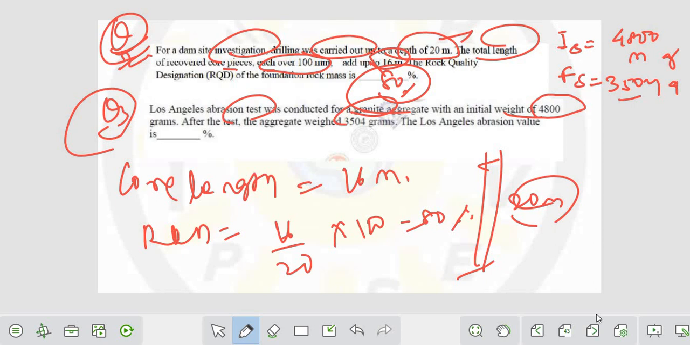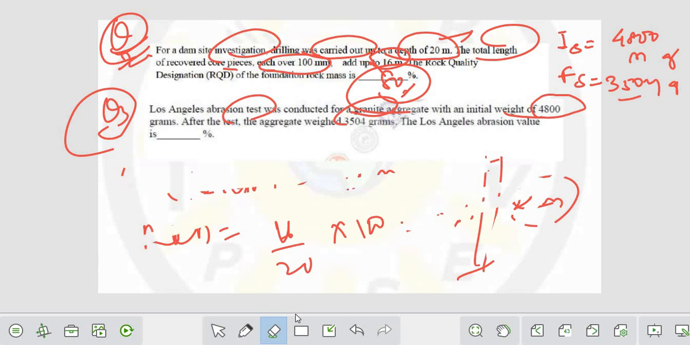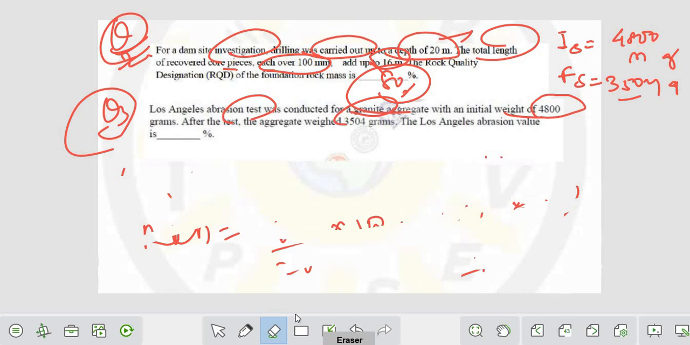जैसे मान लीजिए ये आपको आइडिया नहीं है, suppose how to solve this type of numerical approach. Suppose आप नहीं जानते हो what is the Los Angeles abrasion test, ओके, so Los Angeles abrasion test to measure the resistance, है ना, और aggregate toughness, to measure the aggregate, okay, in this particular part.